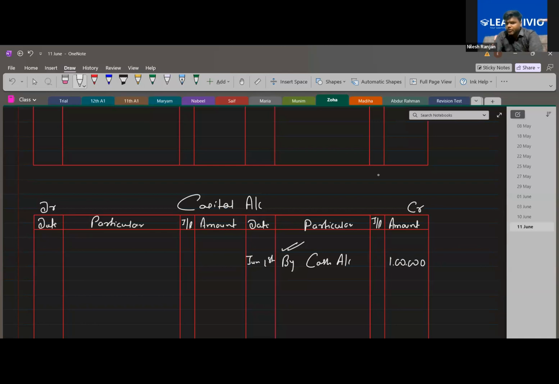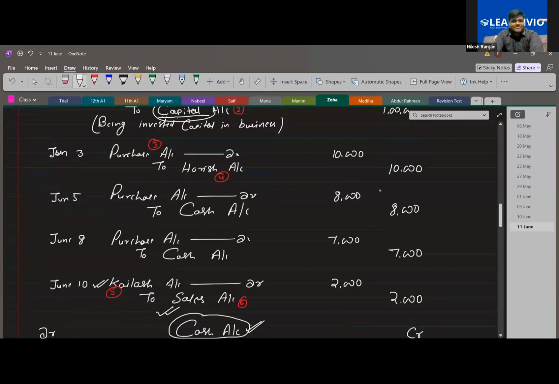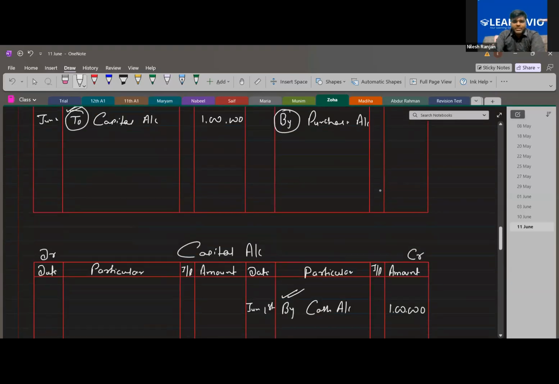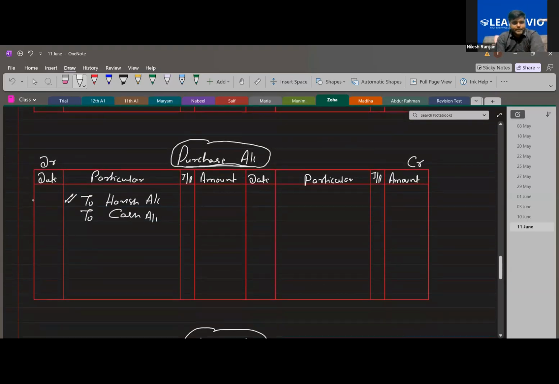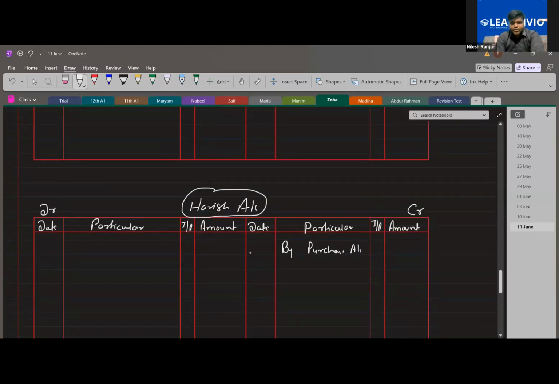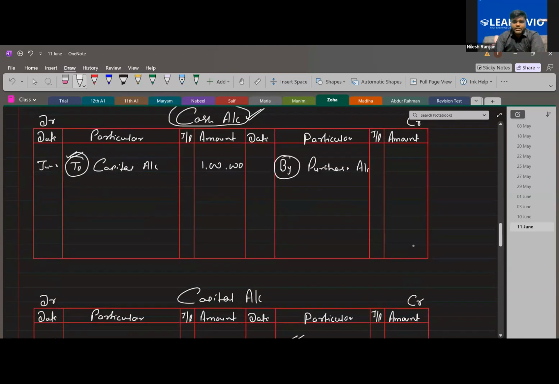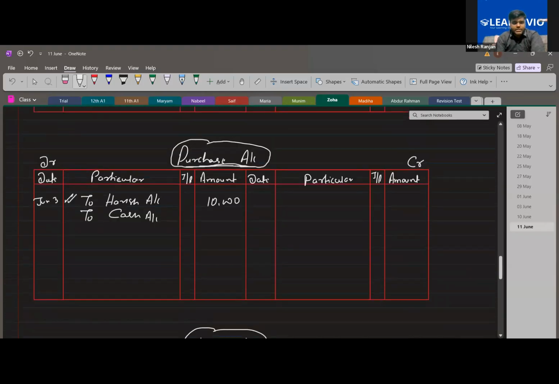In amount and date part, do you have any confusion? No, amount and date part, it's pretty straightforward. You just have to write. Yes. The June 3 purchase to Harish, 10,000. June 3 and 10,000. Then in Harish account, again, it will be June 3, 10,000. Then the next is purchase account debit to cash, June 5, 8,000. It is June 5, 8,000.